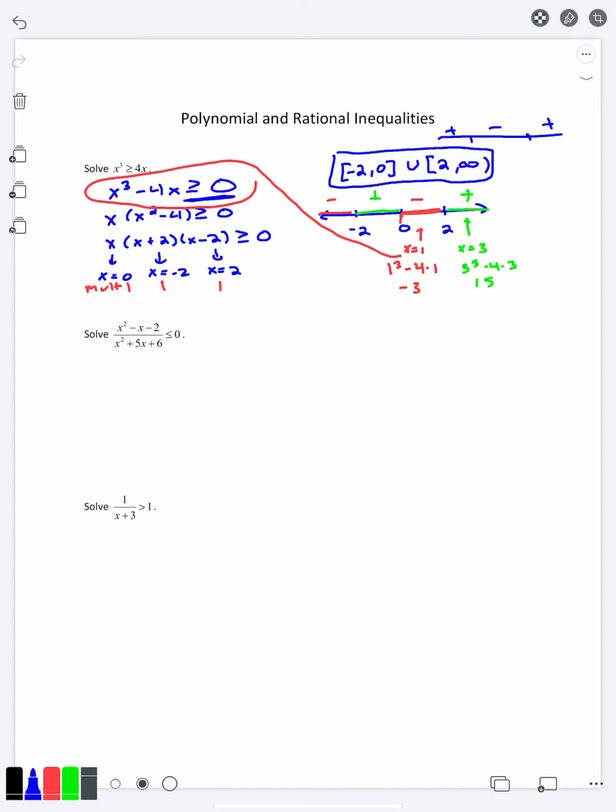That's a polynomial inequality. Next up, we have a rational inequality. We got our fraction there. Now I want to say, do not try to clear out denominators. It's not a good idea. It's not going to work. What you want to do is leave it alone and just factor everything as best as you can. So this will factor out nicely as (x minus 2)(x plus 1) over (x plus 2)(x plus 3). Then you're going to take each part separately, set it equal to 0, and you're going to get all these different x values. These are all the x values that you're going to mark on your number line.